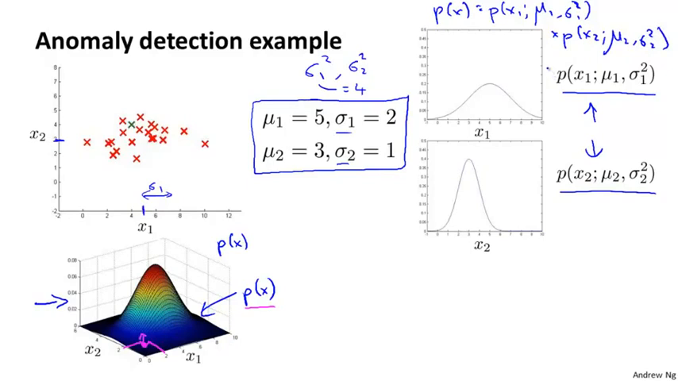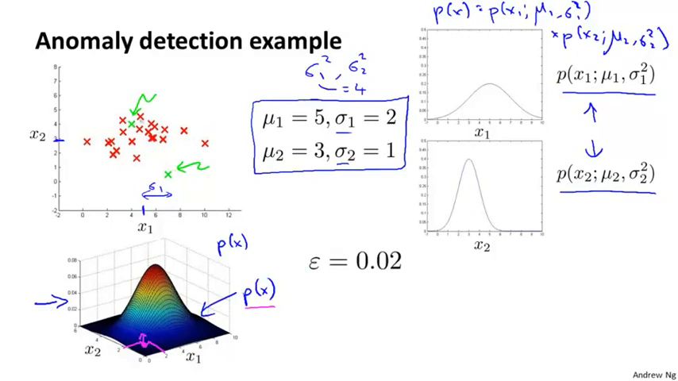Let's say we have a couple new examples. Maybe I have a new example there. Is this an anomaly or not? Or maybe I have a different example, maybe a second example over there. So is that an anomaly or not? The way we do that is, well, we would set some value for epsilon. Let's say I've chosen epsilon equals 0.02. I'll say later how we choose epsilon.